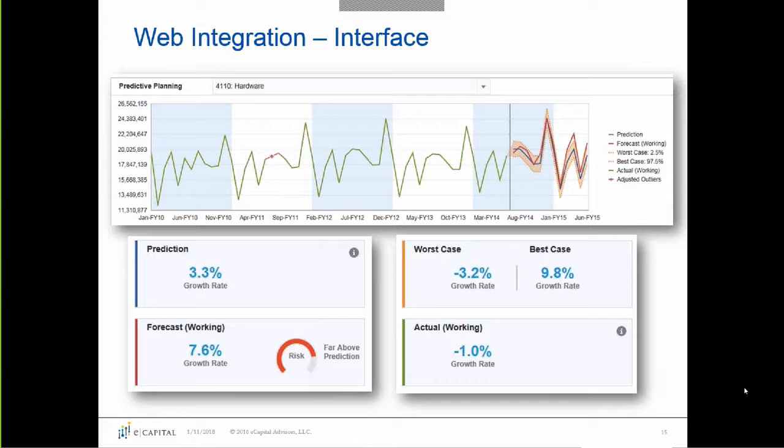The blue line is the prediction line that predictive planning is creating for you, and your red line is your forecast working, so what you've predicted at this point. And then you have best and worst case scenario lines as well. Then the images below are just giving you data points based on the chart above: your growth rate for your prediction line, your growth rate based on the forecast that you have inputted already, and then your growth rate for best and worst case.